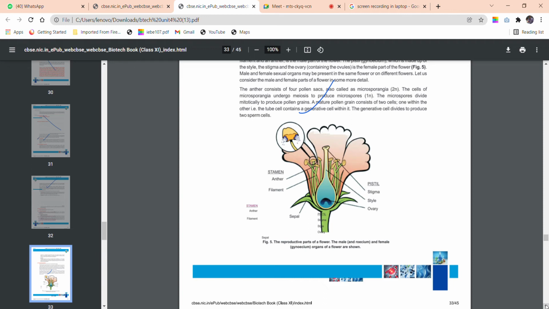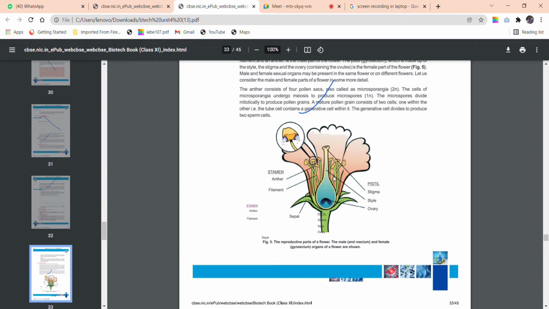Okay, do you know what is self pollination, what is cross pollination? If pollen grain is transferred from anther to the stigma of the same flower, then it is known as self pollination. And if the transfer of pollen grain is from anther to the stigma of another flower, that is cross pollination.